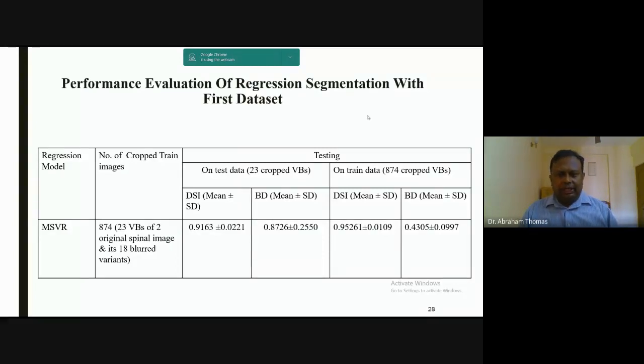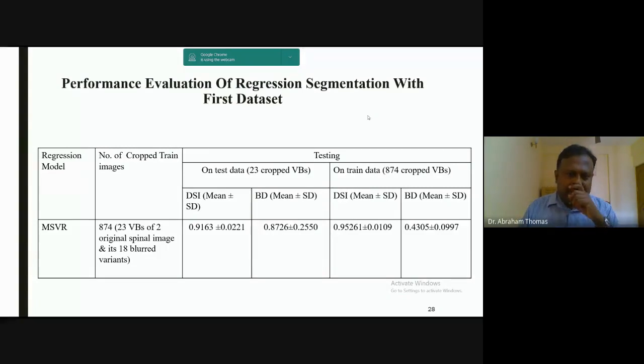While doing the testing on the original trained data of 874 cropped vertebrae, the dissimilarity index mean plus minus standard deviation, and similarly the boundary distance mean plus minus standard deviation, was 0.95261 plus minus 0.0109 and 0.4305 plus minus 0.0997. So if you look at it, the dissimilarity index is somewhat close to 1, so it's good. And the boundary distance is also a small value, which is also good.